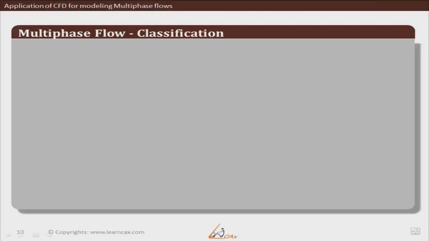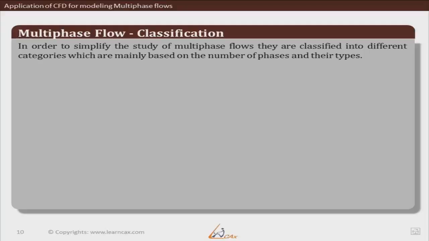So after studying what multiphase flow is, we will see how they are classified. Multiphase flow in itself is a very vast branch of study, but these flows are classified depending upon various criteria like the number of phases involved and what type of flow behavior they show. So on a broader level, we will see those classifications here. In order to simplify the entire study of multiphase flow, they are classified into different categories, which are mainly based on the number of phases and their types.